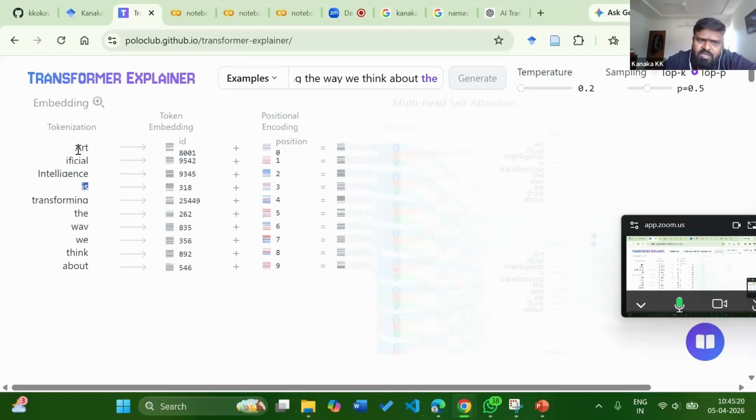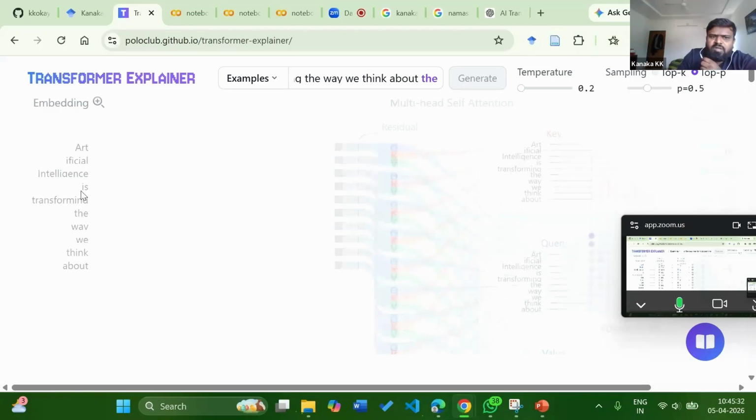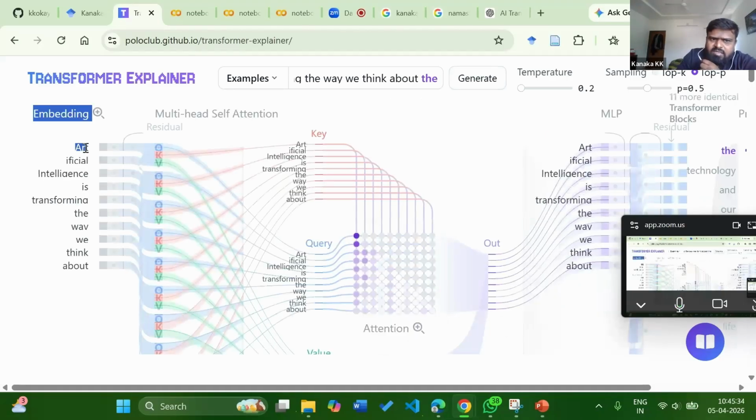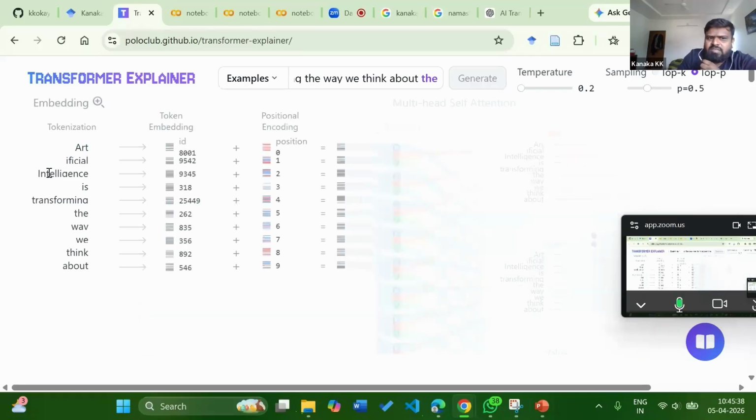But the word artificial is a little bit bigger word, so that's why it is broken into two tokens. Each of these is called a token. ART is a token, facial is a token, intelligence is a token, is is a token, transforming is a token. Likewise, these are called tokens. So this is your input.